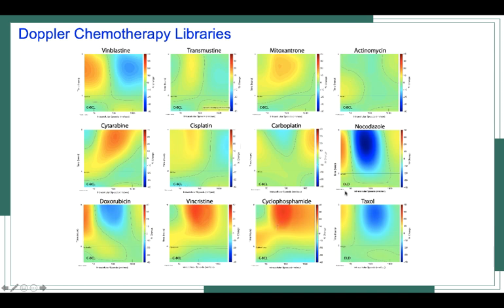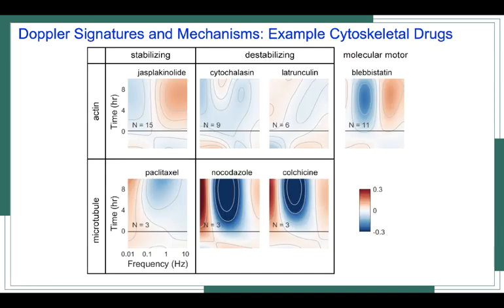There are actually a couple of cell lines here. These are DLD1 cell lines, and this is nocodazole and Taxol. But still, we can build up these libraries on the average effect of the drug on tissue. But what we really want to try to do is dig deeper into mechanism of action.